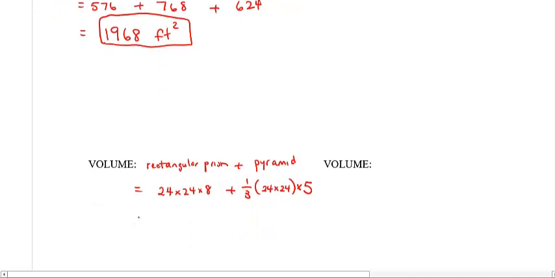I think volume is actually much more straightforward, right, than surface area. But in any case, there we go. Here is our solution. Okay.